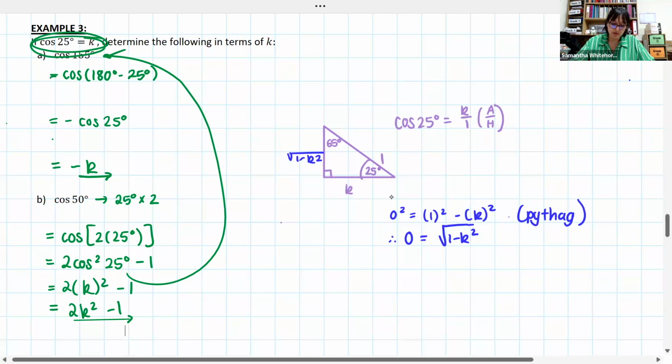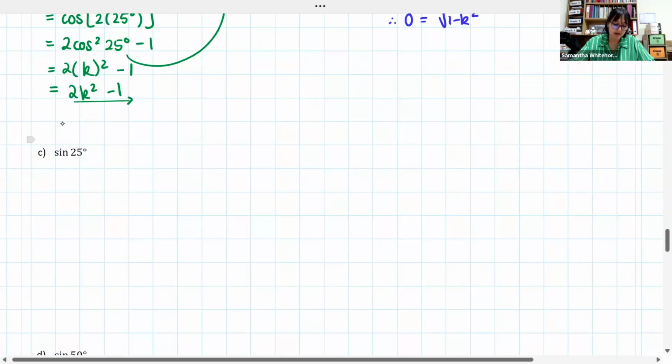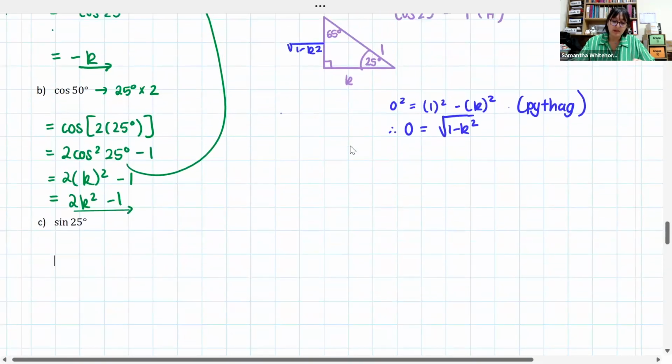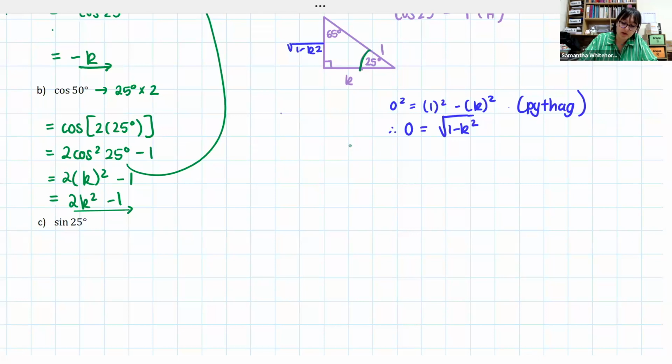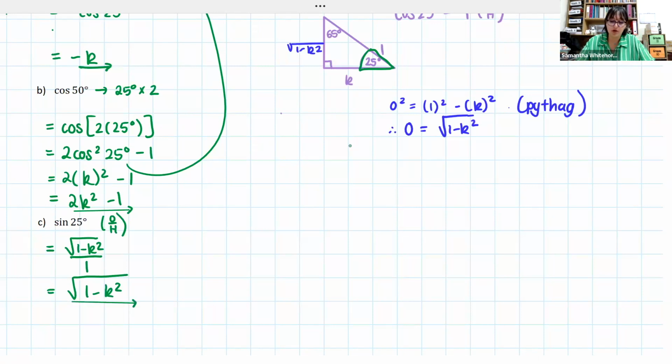Right, if we have a look at the next one, we've been asked to find sine of 25. I've got my 25 degree angle in the triangle. I just read it off. Sine, remember, is opposite over hypotenuse. We had to work out the opposite. It was root 1 minus k squared. The hypotenuse is 1, so actually this is just root 1 minus k squared. Again, it's reading it off. You did the hard work up here when you did the Pythagoras. Now it's just about reading values off.